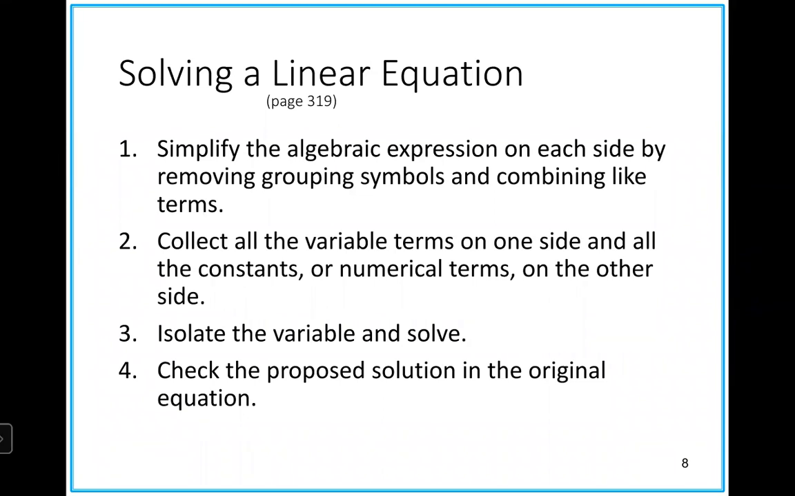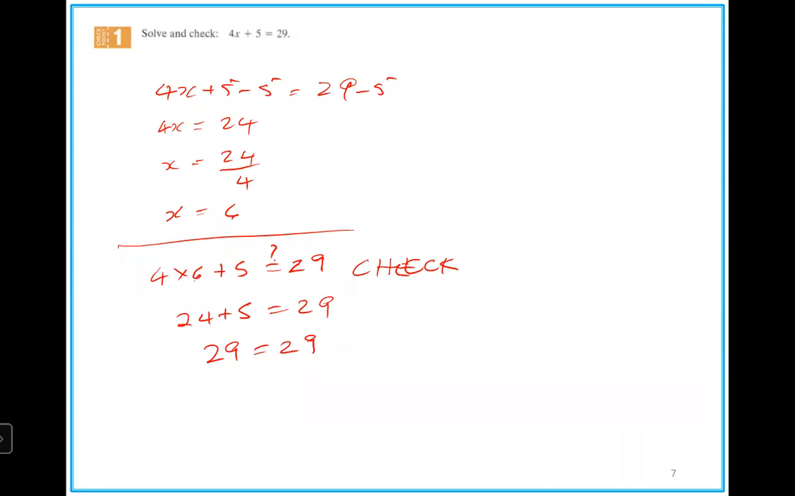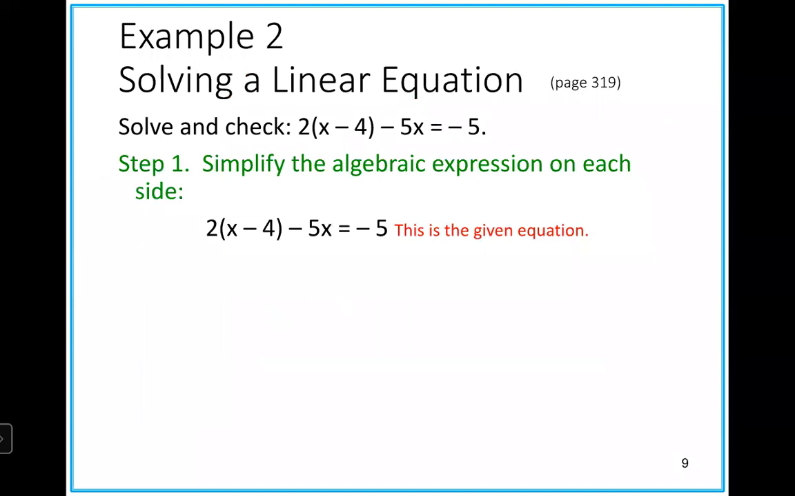Okay. So basically, that's what we did somewhat. It's just that in this one, we didn't have any brackets, but we did end up with the variable on one side, which is the 4x, and the constant, which is the 24. And of course, a constant is a number without the variable on the other side. But like I said, this is a basic one. So we're going to look at one now, which involves a little more than that example.